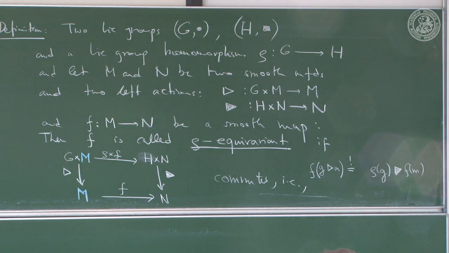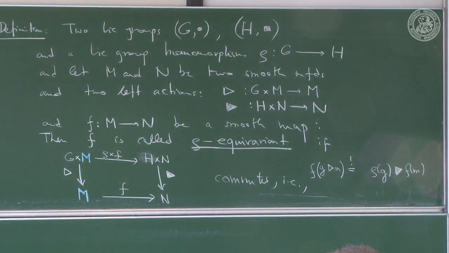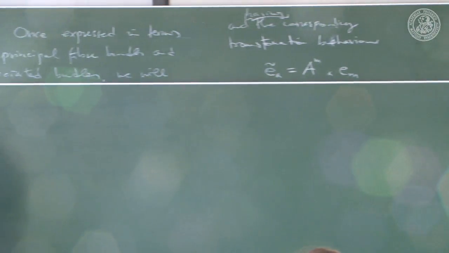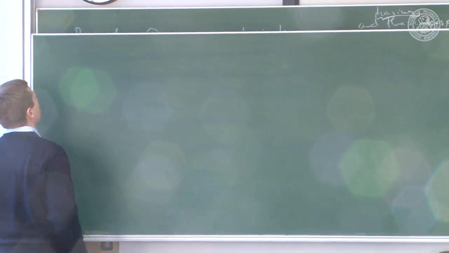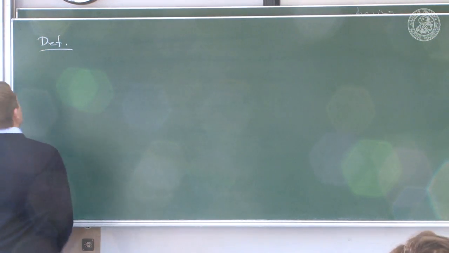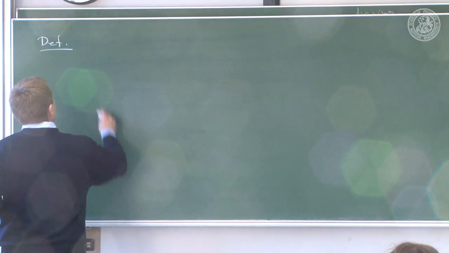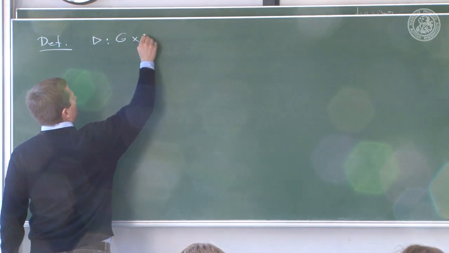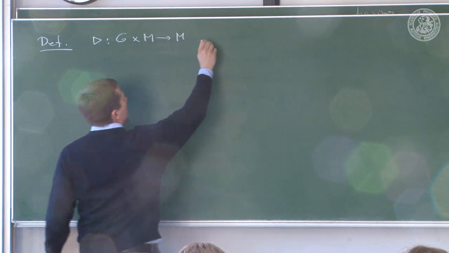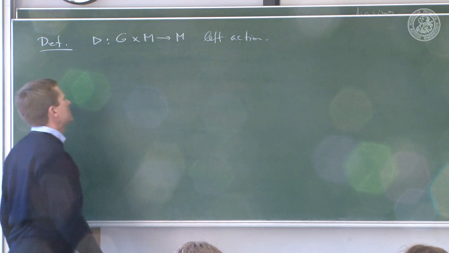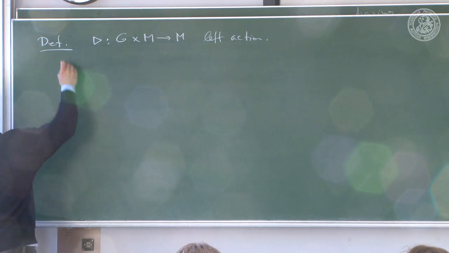Okay, good. So that's the equivariance there. Now, this just for completeness at this point. Now we have further important notions which we're going to use heavily. So definition. Let this G cross M to M be a left action on some manifold M, obviously.